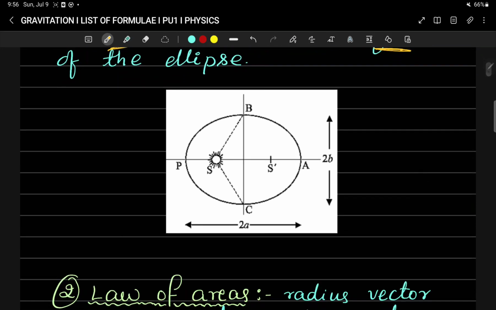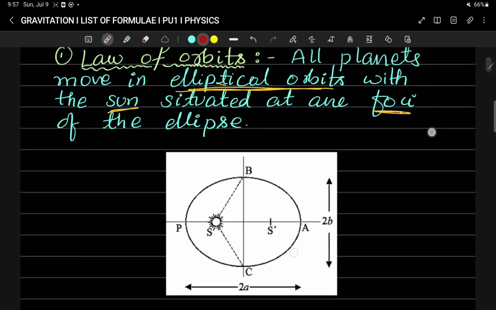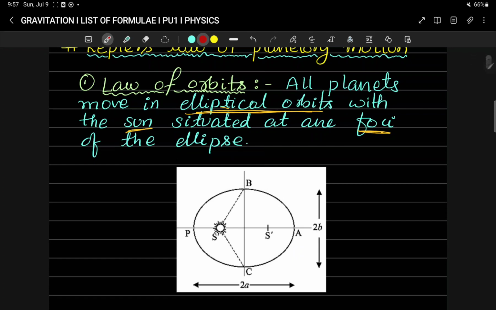The diagrammatic representation of the solar system, or any planet revolving around the sun, is shown here. There will be a planet revolving around the sun in an elliptical orbit. We already know an ellipse consists of two foci, and the sun is present at any one of the foci, here or here. This is the first law: all planets move in elliptical orbits with the sun situated at one focus of the ellipse.